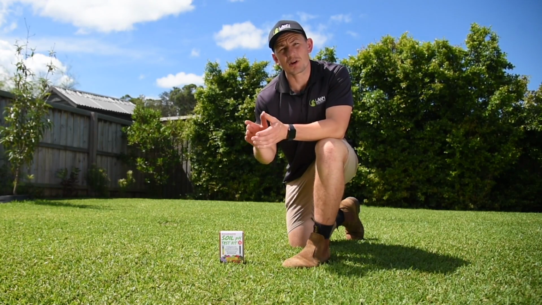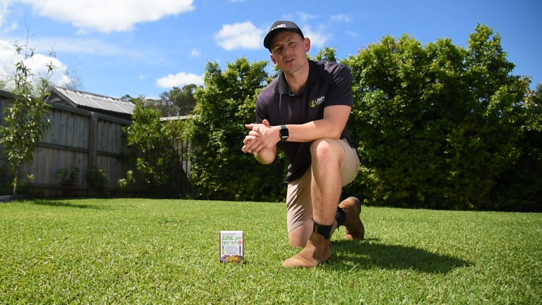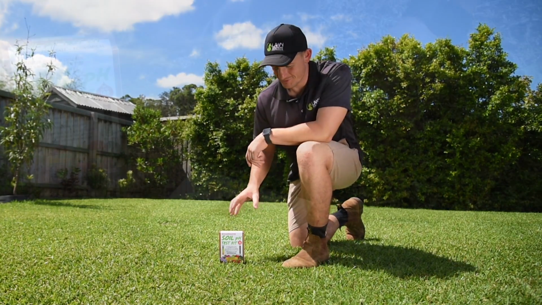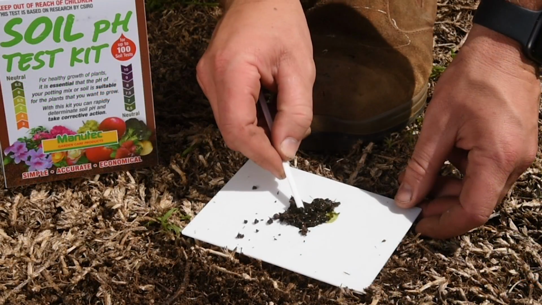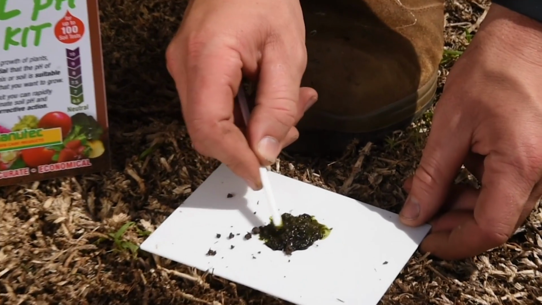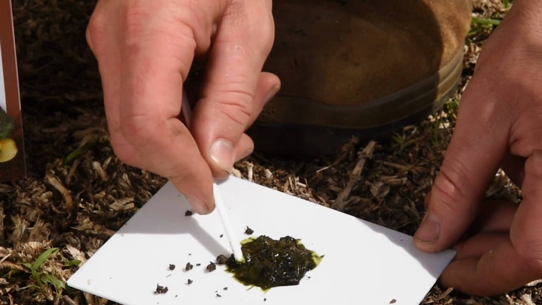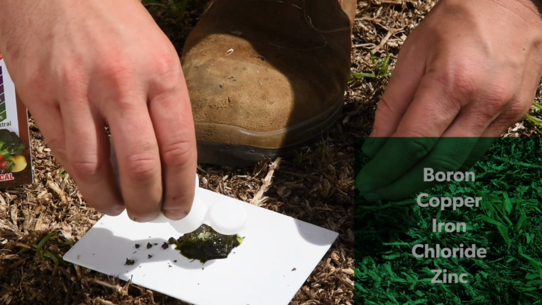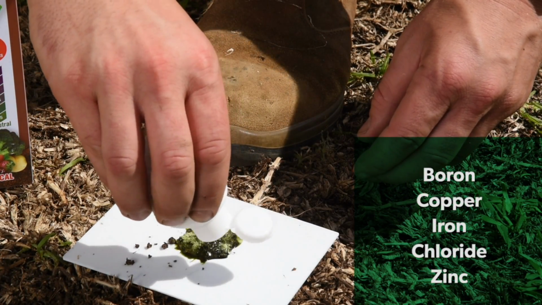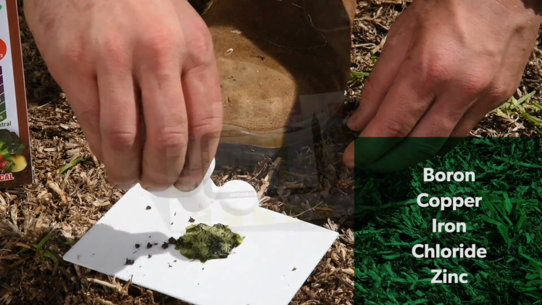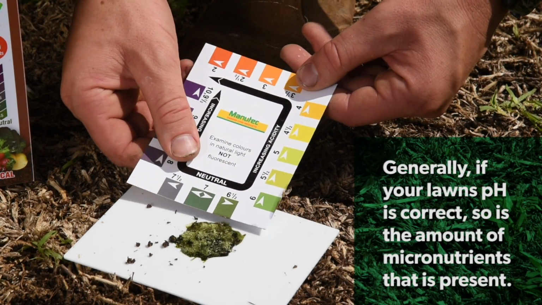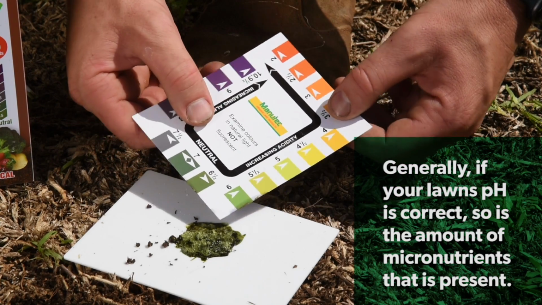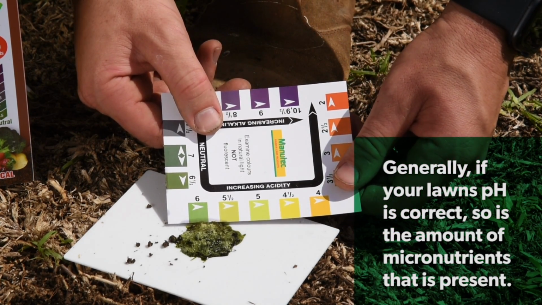Many people have heard of these macronutrients, but have you ever thought about micronutrients? Micronutrients are chemical elements that are required in minute or trace amounts for the normal growth and development of your lawn. Some of these include boron, copper, iron, chloride and zinc. If your soil has the correct pH, generally these micronutrients will be found to be in optimum range and no soil adjustment will be required.